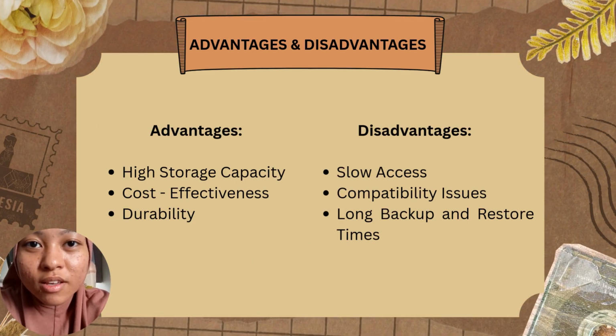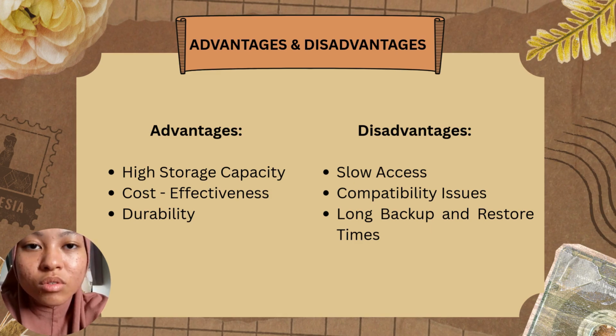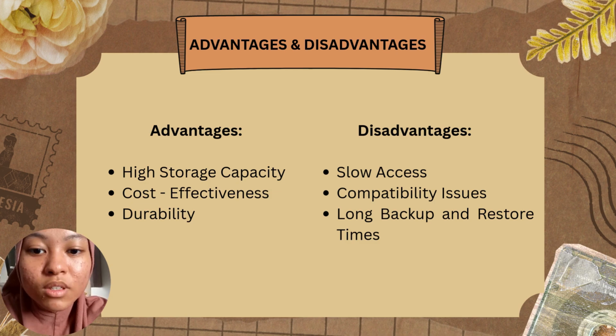Moving on to the advantages and disadvantages of magnetic tape. The advantages would be storage capacity. Magnetic tape has high storage capacity, it is cost effective, which is cheaper, and it is durable. For the disadvantages, it would be slow access and compatibility issues, which means long backup and restore times, especially when it makes contact with a magnet. The data stored in the magnetic tape would be completely damaged.